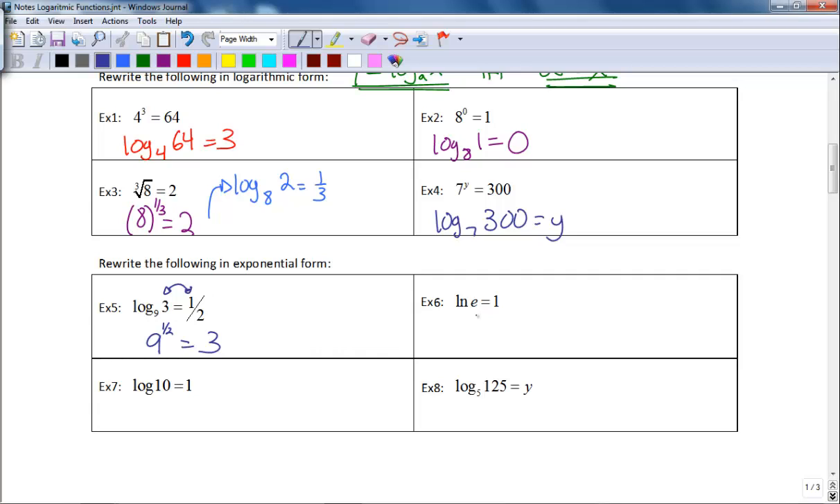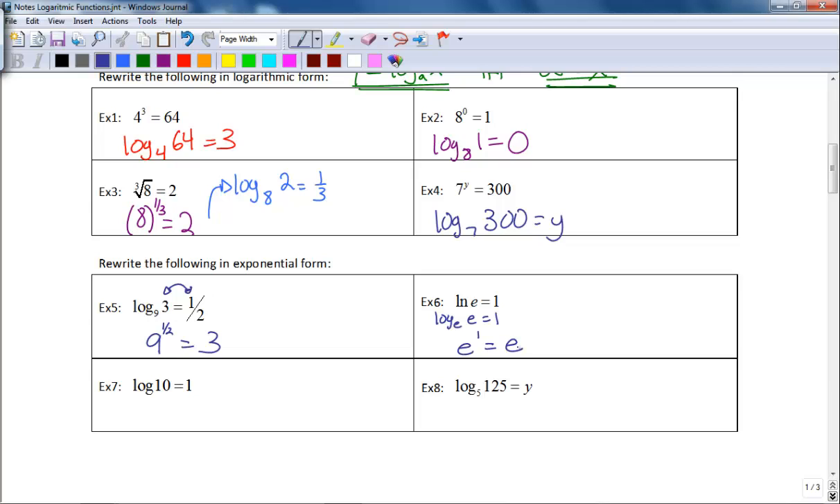What about the ln of e is equal to 1? Well, what's my base? Well, remember, ln, that's log base e. Correct? So your base here is e. So this is saying e, and then swap these numbers, e to the first is equal to e.